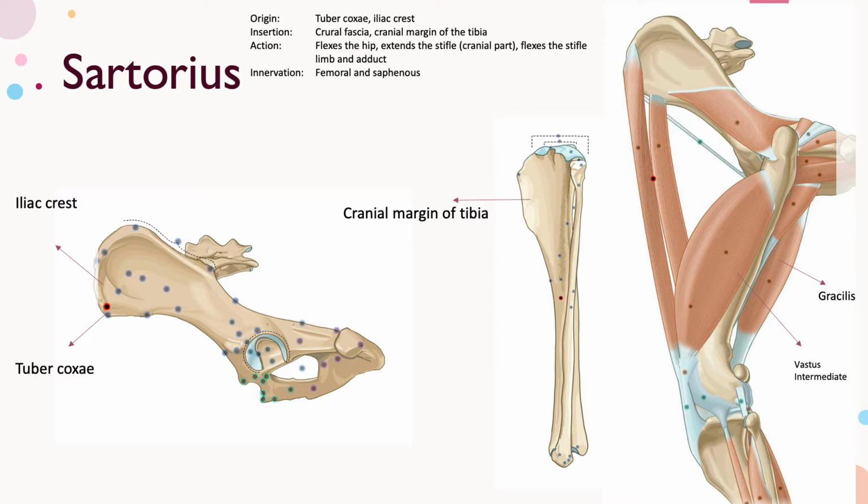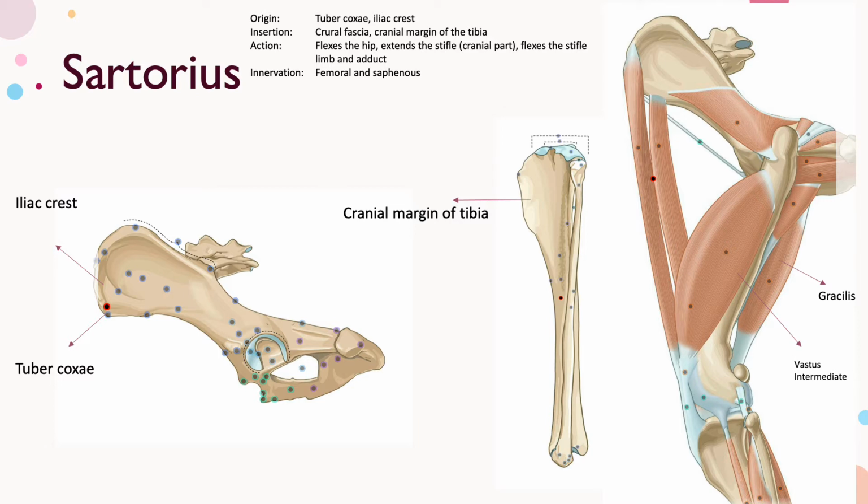of the tibia. The cranial part of this muscle, because it's got two heads, so the cranial head flexes the hip and extends the stifle, and then the caudal head flexes the stifle and then does some form of adducting the limb to the midline. It's innervated by the femoral and the saphenous nerves.